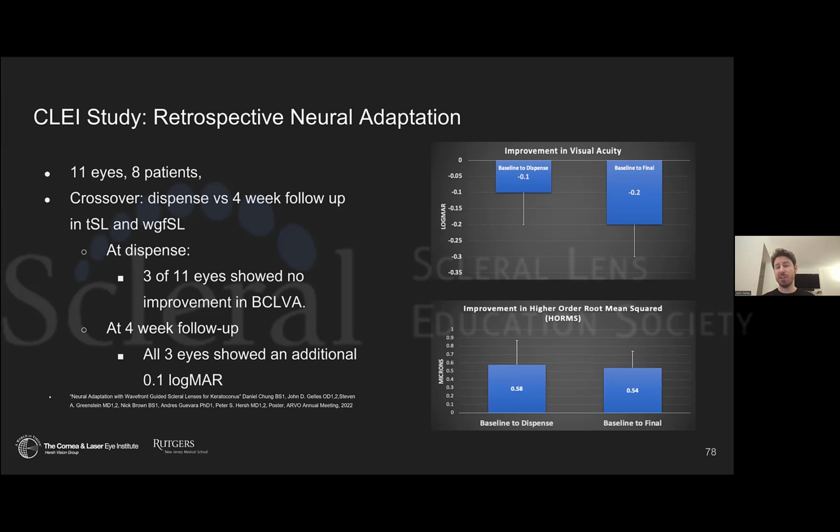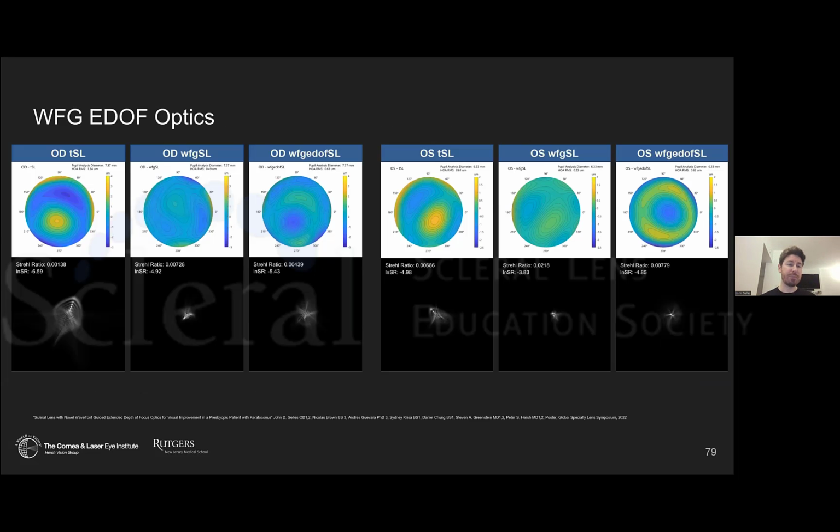So what you're seeing in the comparison there, the reason that you're not seeing a statistically significant difference between the higher order aberrations at baseline, dispense, and final is because the aberrations are not changing. It's just that their brain is starting to use this information better, so they're gaining that additional line. So, before you go, oh, well, I put this lens on them, they didn't really get any better, definitely take that into account. They need some time to adapt to this.